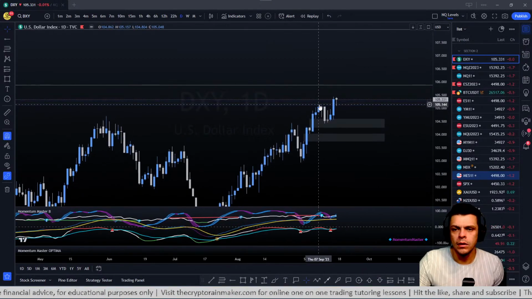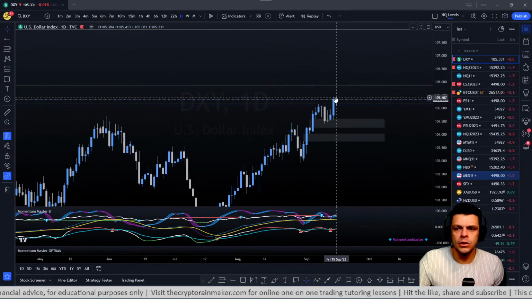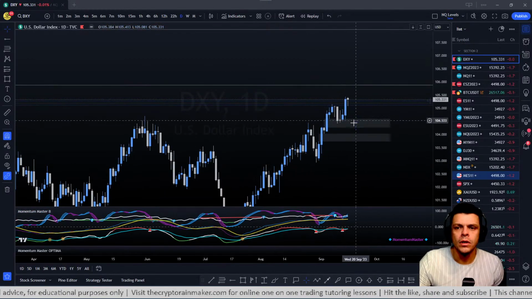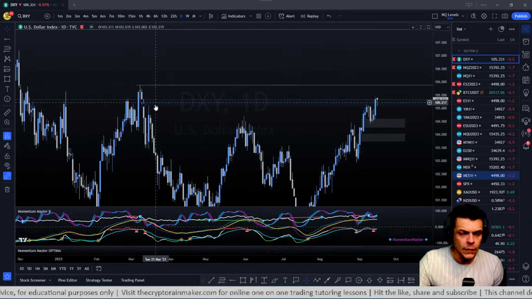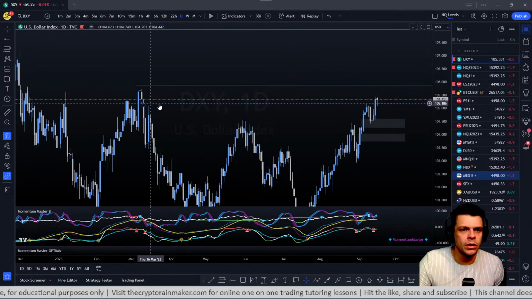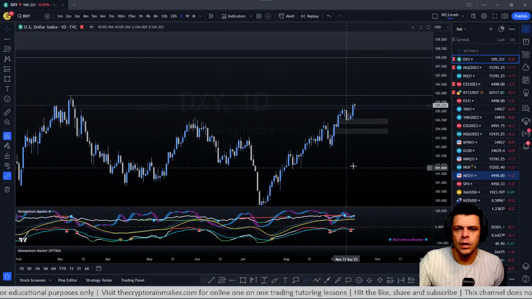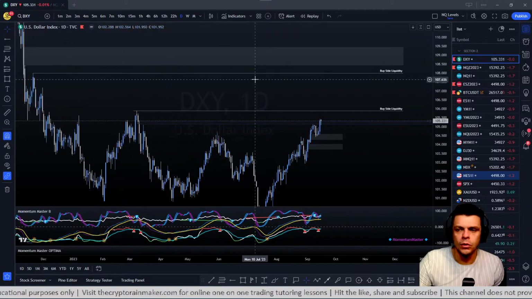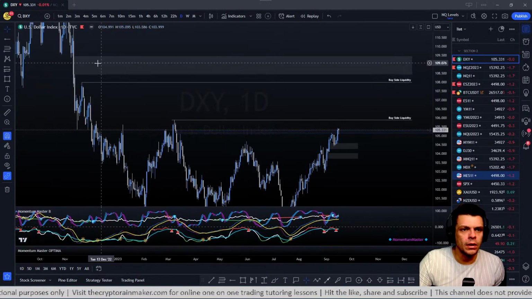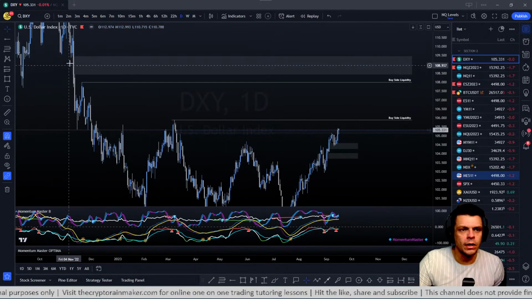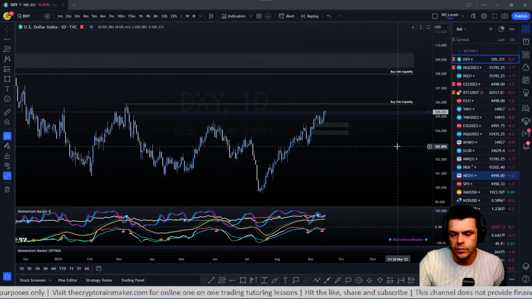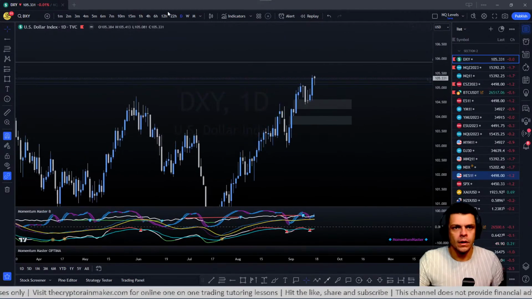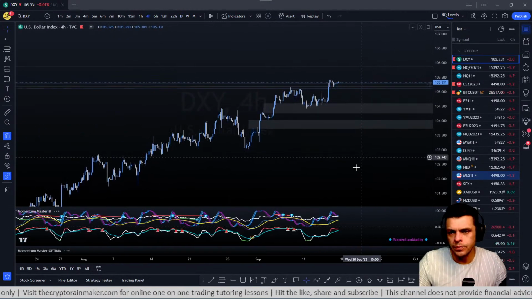Took the liquidity above this high, but there was no displacement to the downside, which tells us that it's more likely that it's going to continue to the upside. And then also we are starting to break through this volume imbalance, which also tells me that it wants to move towards these highs that we identified on the weekly chart, and even maybe the fair value gap that we identified here on the daily chart. Okay, let's have a look at the 4-hour.